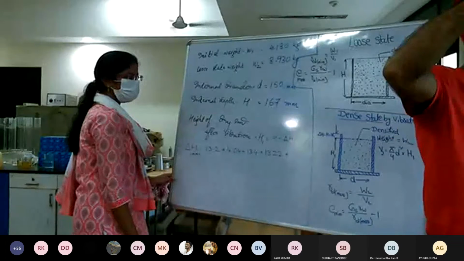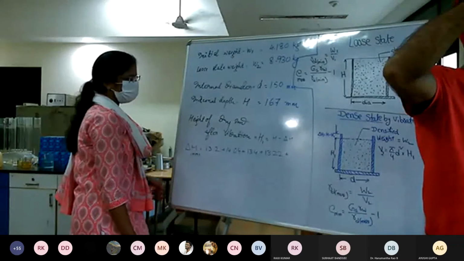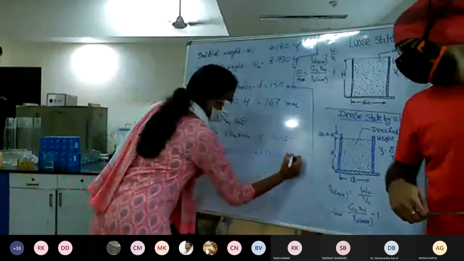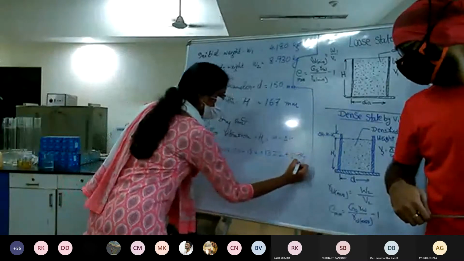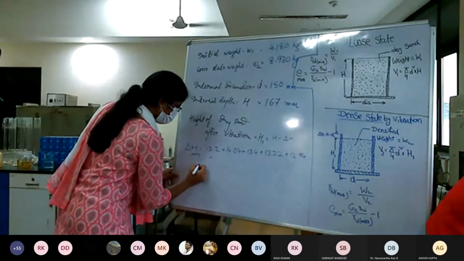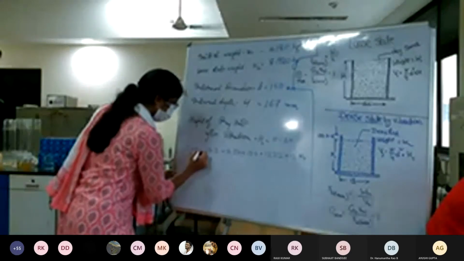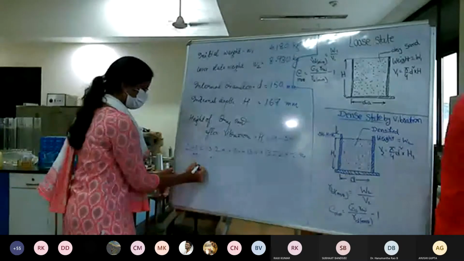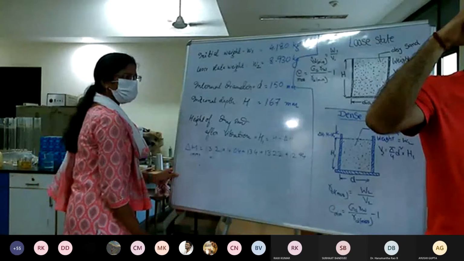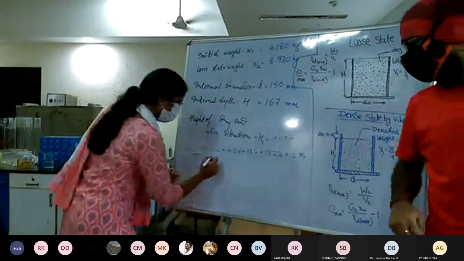The internal diameter of the mold is 150 millimeter. The height of the mold is 167 millimeter. Then we are measuring the delta H, that is the change in height after vibration. We are taking approximately 6 readings. The average of these 6 will be considered as delta H, the change in height.